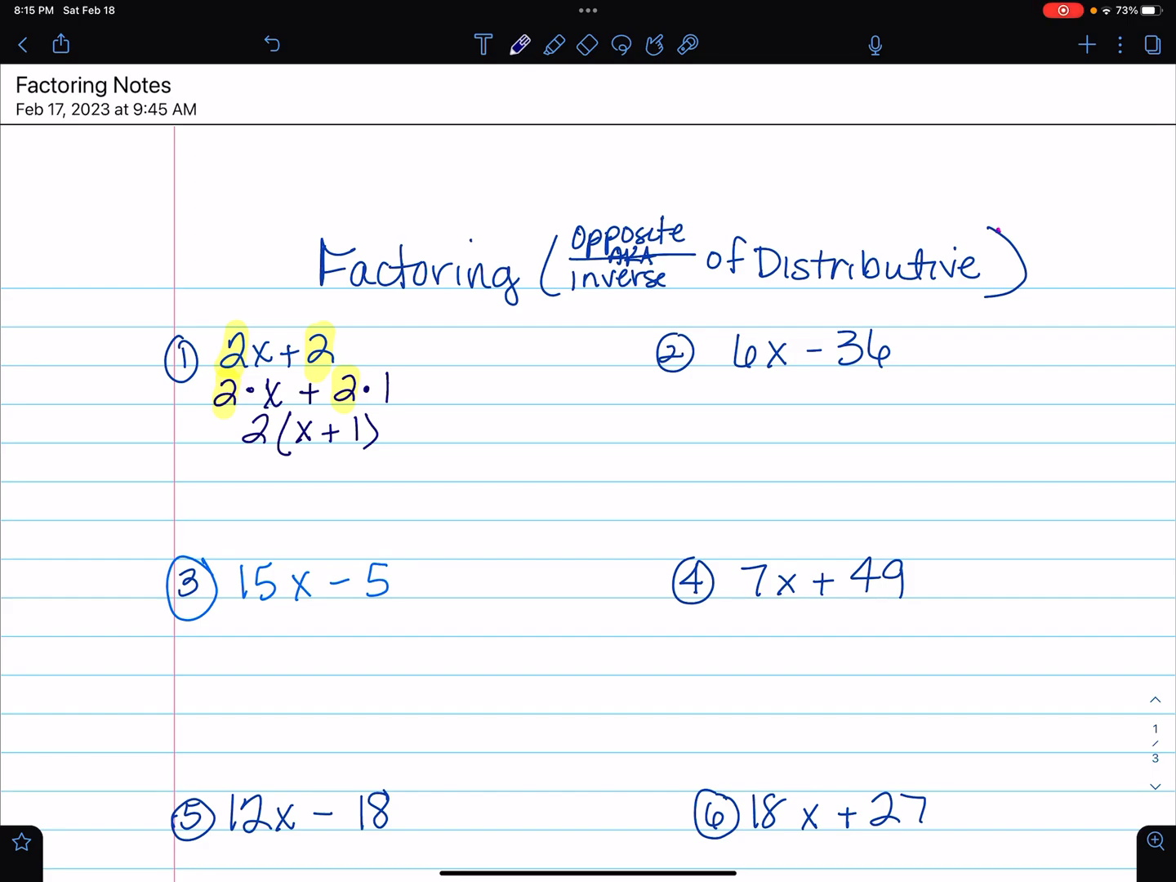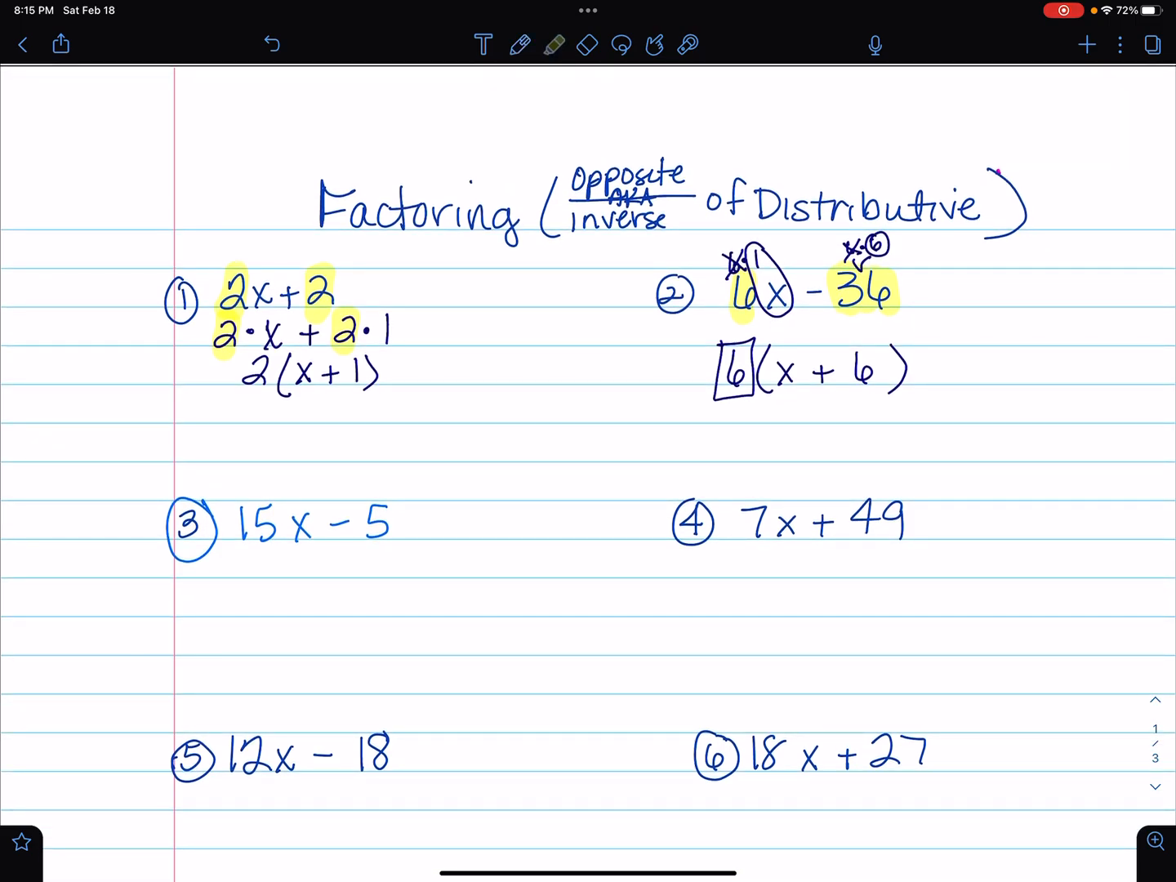Let's look at the next one. What do these 2 numbers have in common? If you think you know, raise your hand. Yep, hopefully you got it right. They both have a 6 in common. So our goal is to figure out if this is 6 times 1, this one is 6 times 6. If I take one of the 6's out, factor it out, and put it on the outside right here, what I have left is 1x and the 6. So that will be x plus 6. If I were to distribute it, then I would get it back.